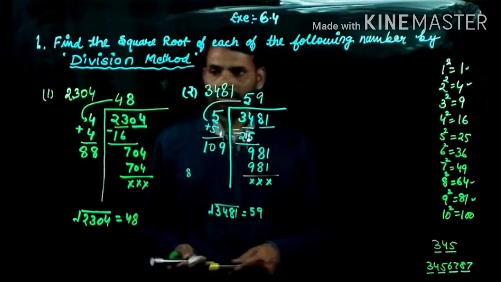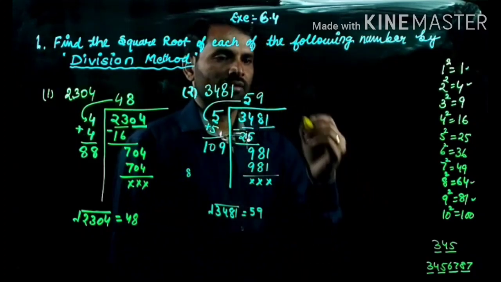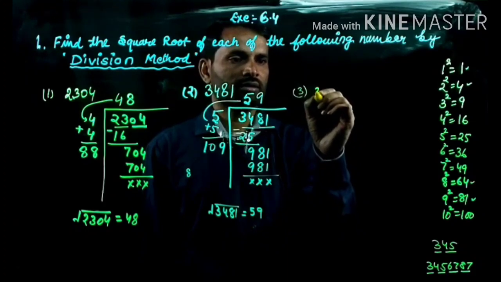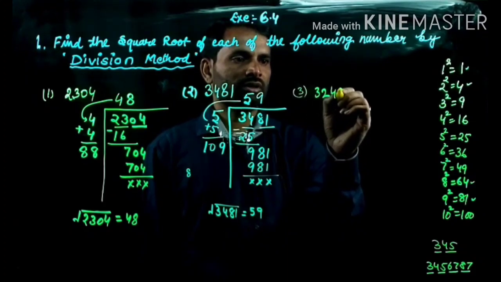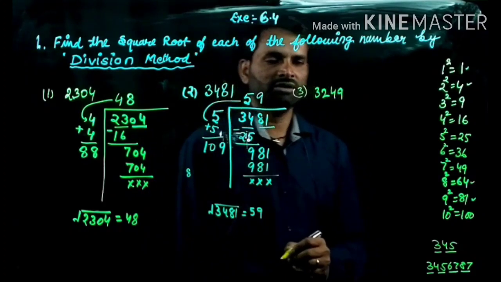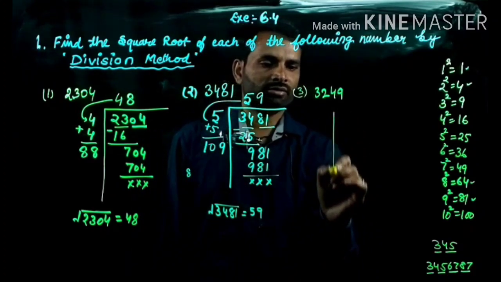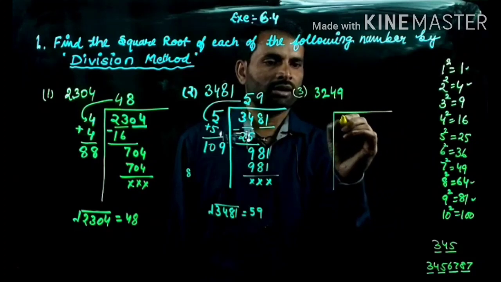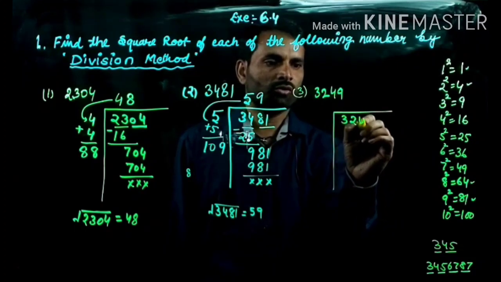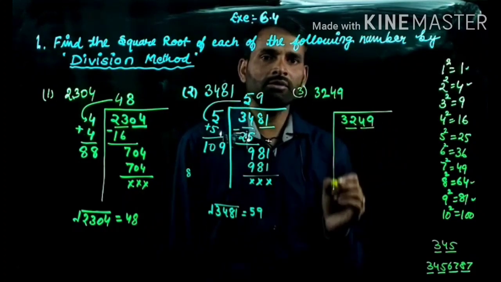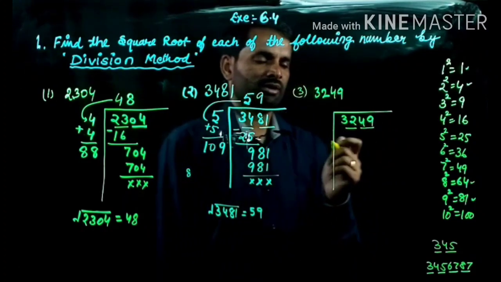Okay, continue with the third question. The number is 3249. Using the same method, you draw the first bracket and write 3 2 4 9. First step, you make pairs. Pairs are made from the right-hand side to the left-hand side, two numbers per pair.